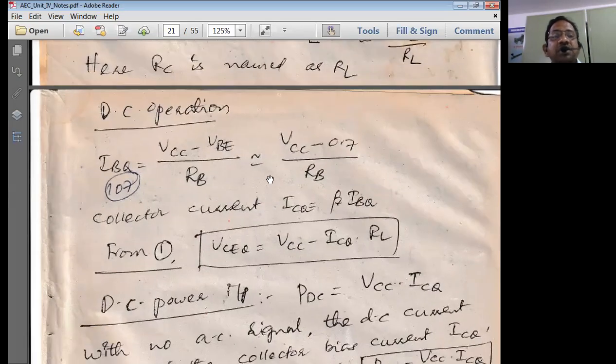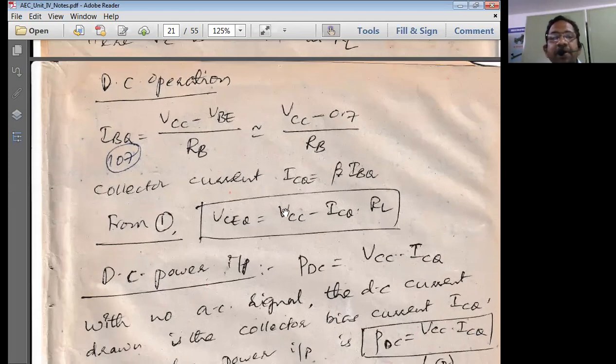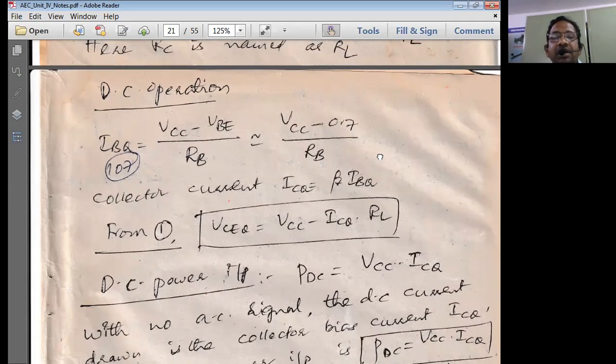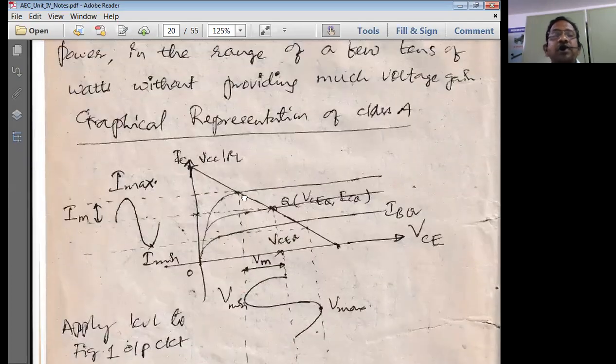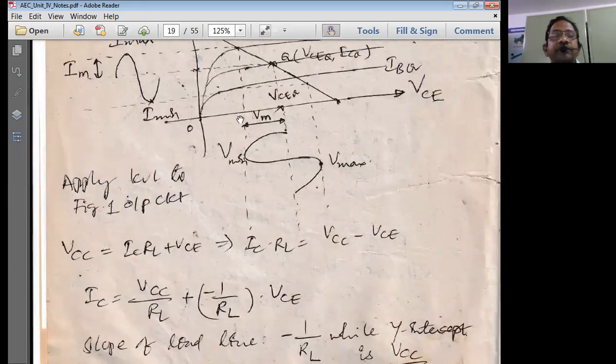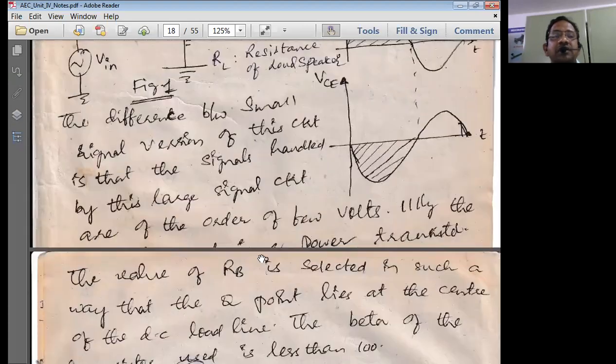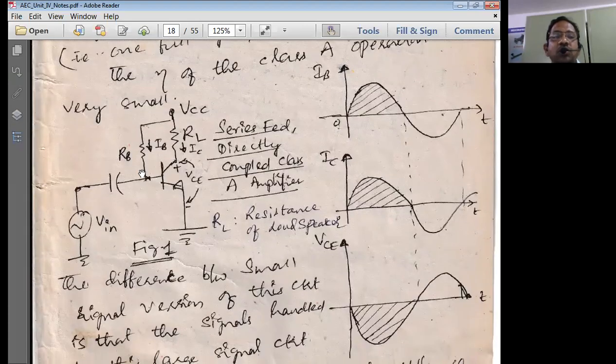Now coming to DC operation. DC operation means what? We should get DC power and DC currents. When there is no input signal, what are the DC currents flowing through the circuit? IBQ and ICQ are the DC currents flowing through the circuit. Now, how do we get IBQ? Go back to the circuit once again. Let us see IBQ. What is current?